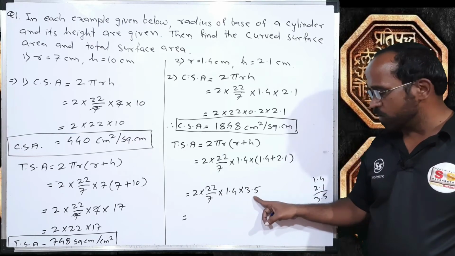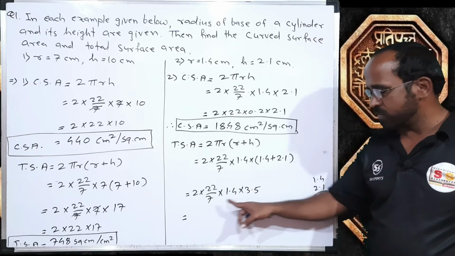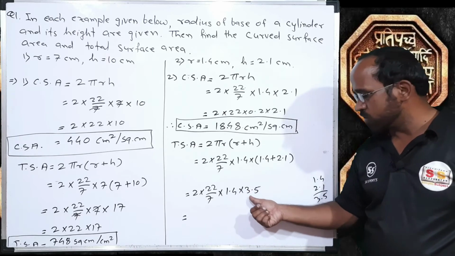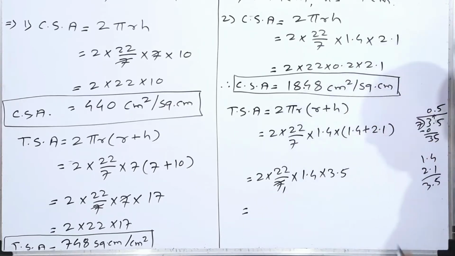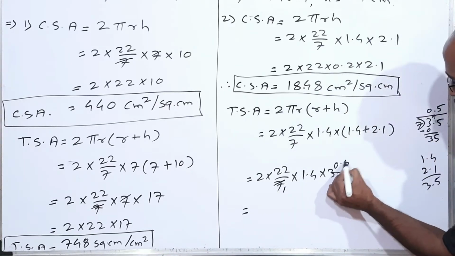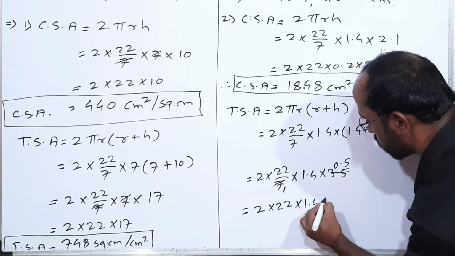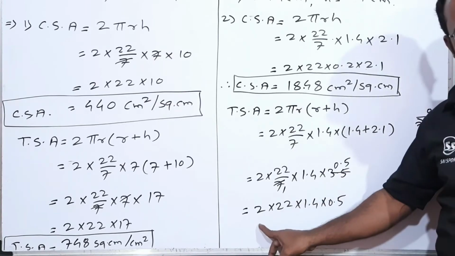7 twos are 14, 7 fives are 35. Both are divisible by 7. So any one number I can divide by 7. I will divide this 3.5 by 7. So the multiplication is, here will be 7 on the 7, here will be 0.5. 2 multiplied by 22 multiplied by 1.4 multiplied by 0.5. Now this 0.5 multiplied by 2.